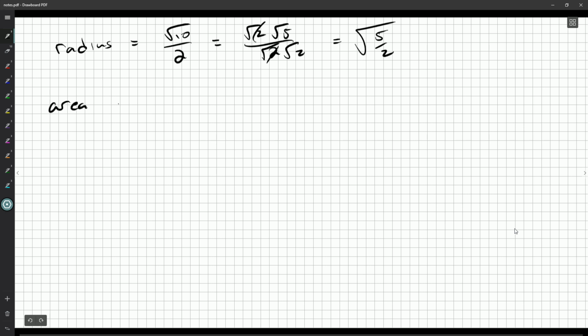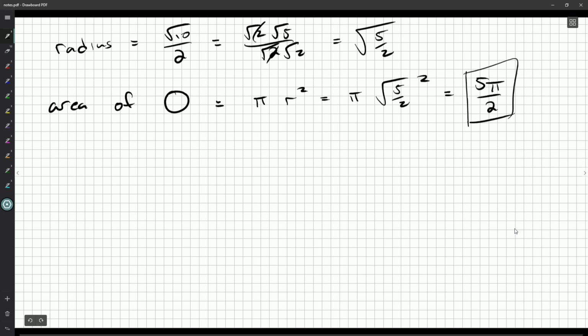And so now we can get the area of the circle. Okay? So that's going to be pi r squared. So that's pi times root 10 over 2, squared, which is going to be 5 pi over 2. Okay, there's our answer for the area of the circle. We need to find if this is bigger than the area of the square, so now let's focus on that square.